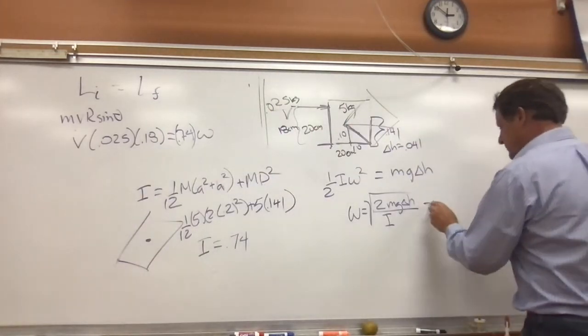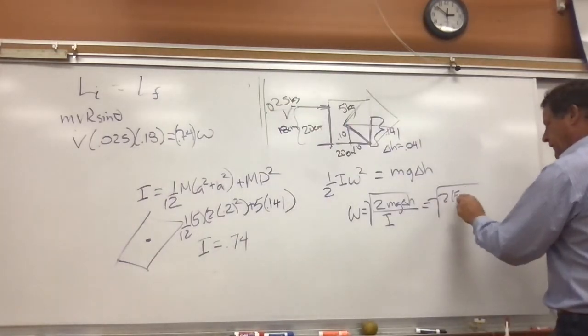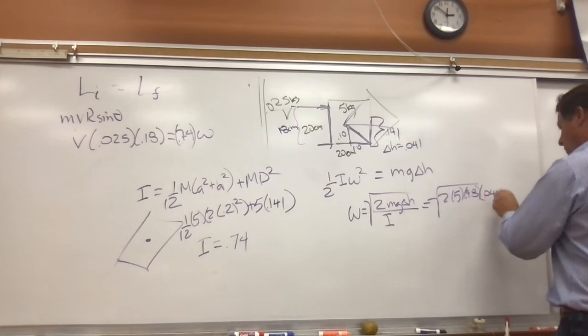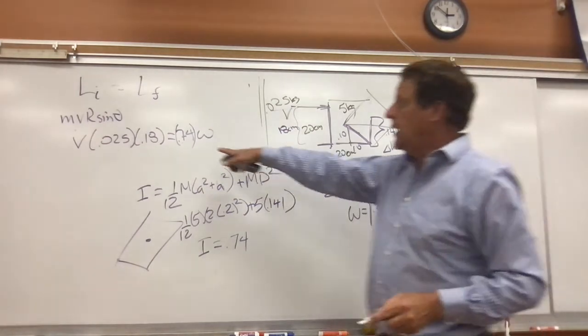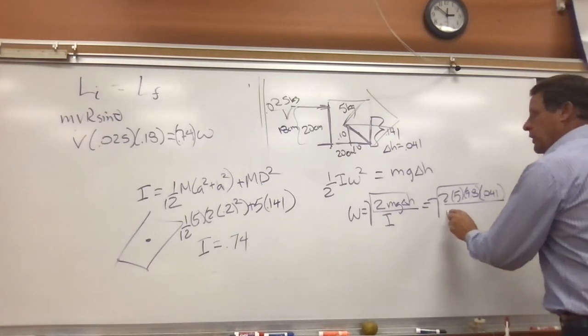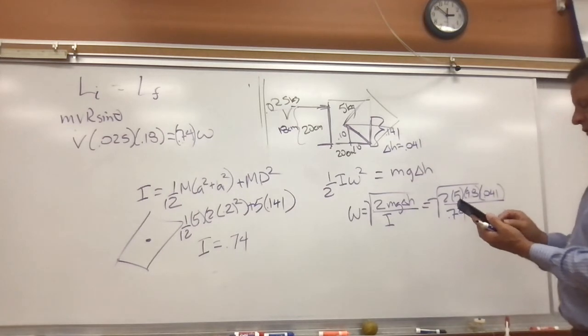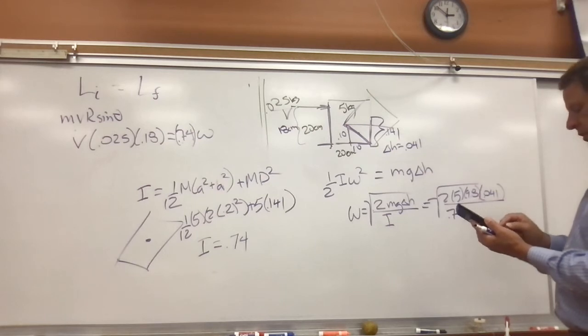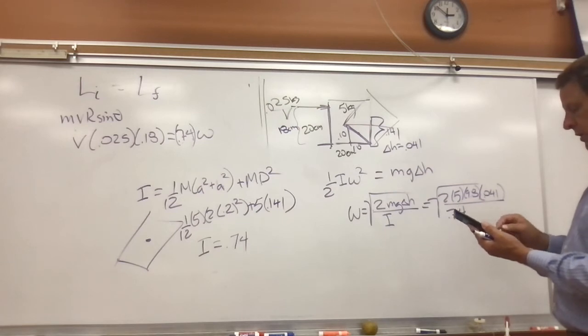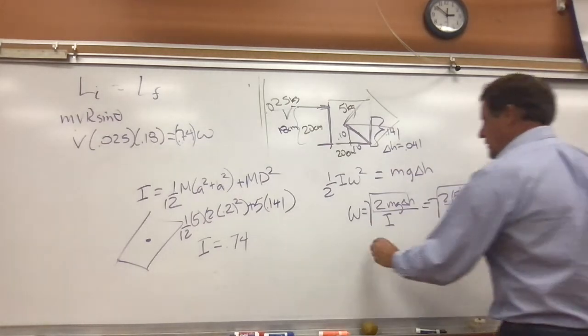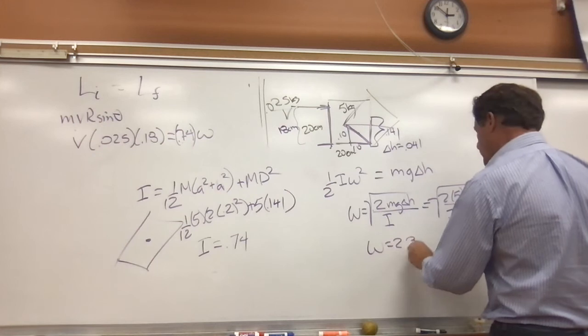Okay. So that's going to be the square root of 2 times 5 times 9.8 times 0.041 divided by our I, which was 0.74. And then we're going to take the square root of that whole thing. So 2 times 5 times 9.8 times 0.041 divided by 0.74, and that's 5.42. We're going to take the square root of that, and this omega is going to be 2.33.